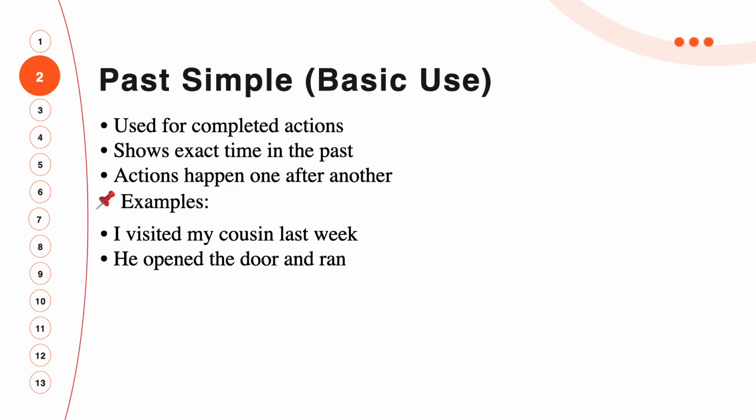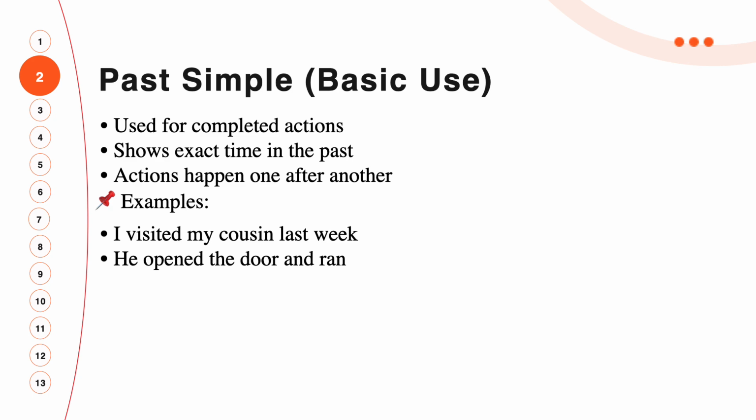So, past simple has some basic uses. So, it is used for completed actions or to show exact time in the past. Actions happen one after another. So, there are the examples. There are two. I visited my cousin last week, and second, he opened the door and ran.